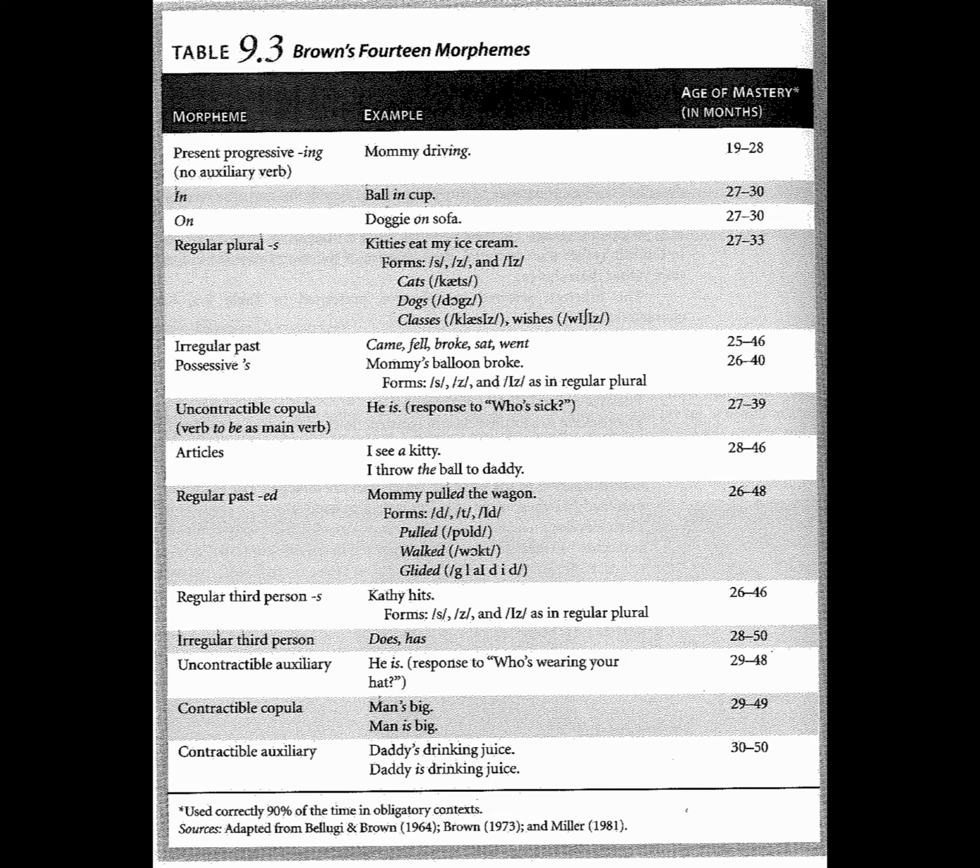For example, in the example of doggy on sofa, if the doggy is indeed on the sofa and the child only says doggy sofa, then they are not using the preposition appropriately. The child is also not using it appropriately if they say doggy under sofa or doggy in sofa when the dog is actually on the sofa. So you look at what the child would be expected to say, that would make sense, and if they're not using the correct morphemes, then you put a tally against their use of that morpheme.